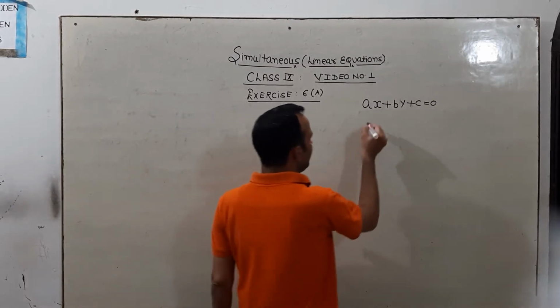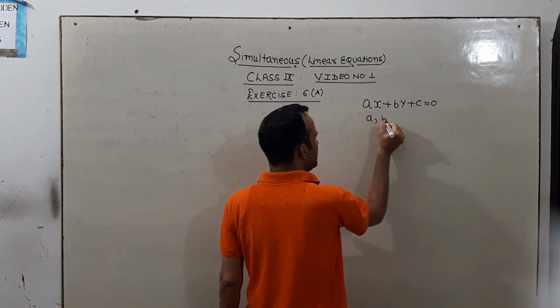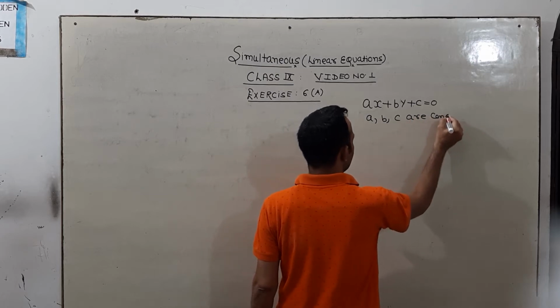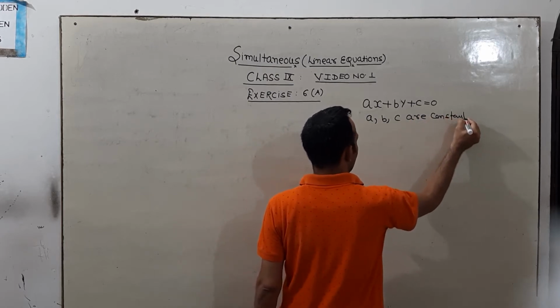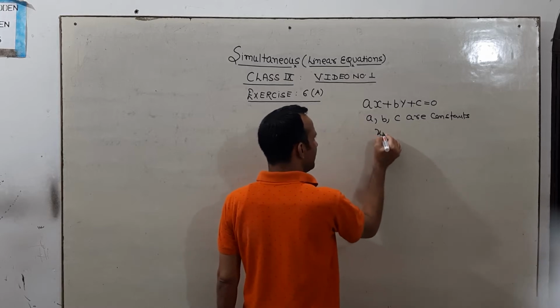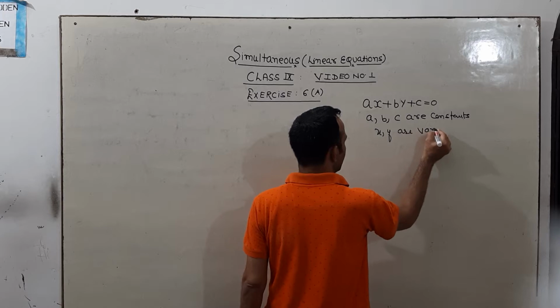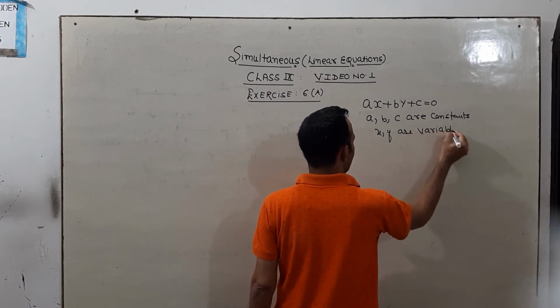Here you can see a, b, c are constants. x and y are the variables.